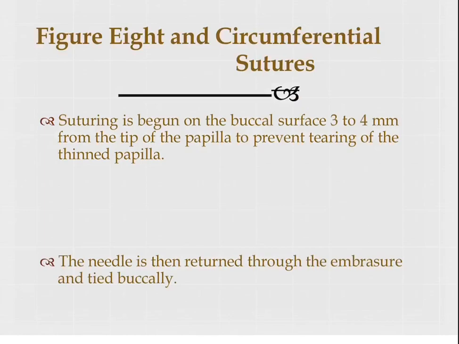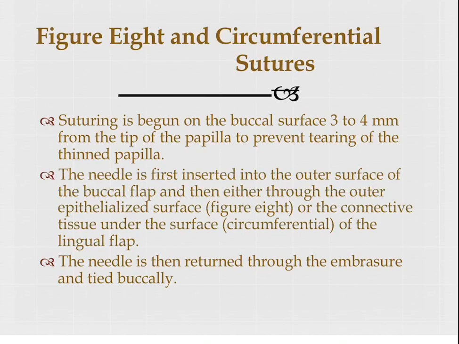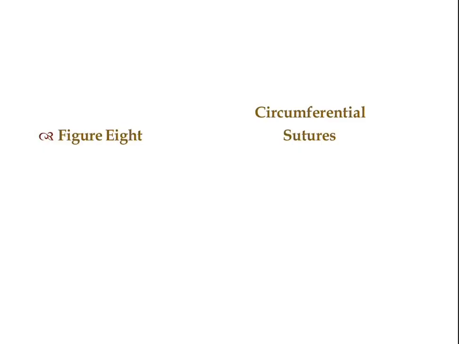Talking about the figure of 8 and the circumferential sutures, the suturing begins on the buccal surface about 3 to 4 mm from the tip of the papilla so that there is no tearing of the thin papilla. The needle is first inserted onto the buccal surface and then passed either through the outer epithelial surface in the case of the figure of 8 suture, or into the deeper connective tissue of the lingual flap in the case of the circumferential suture. The needle is then returned through the embrasure and tied buccally.